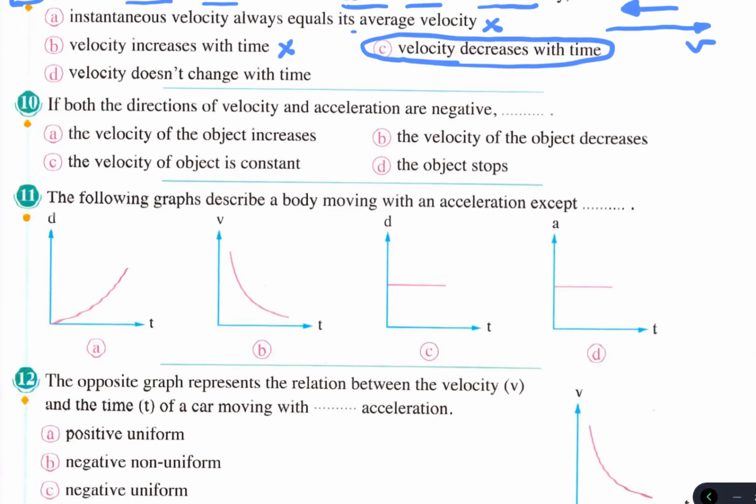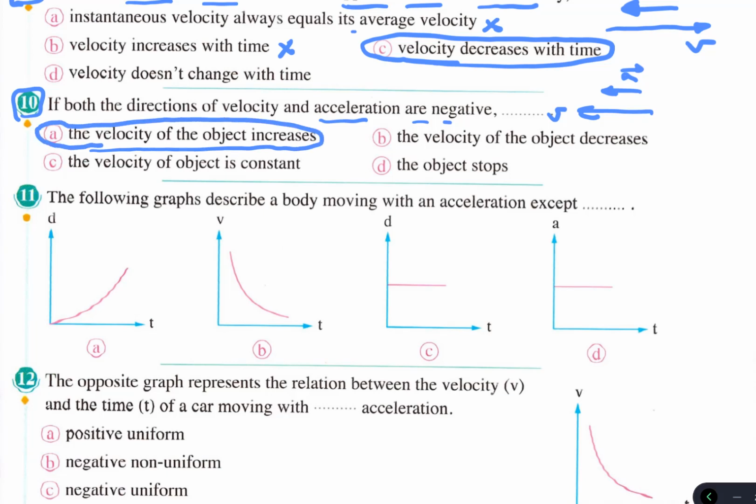Number 10: If both the direction of the velocity and the direction of the acceleration are negative, so the velocity is in the negative direction and also the acceleration in the negative direction, so the velocity of the object increases. When the velocity and the acceleration are in the same direction, the velocity increases. Put that in your mind. So decrease is wrong. The velocity is constant, wrong, because there is acceleration. The object stops, why would the object stop?